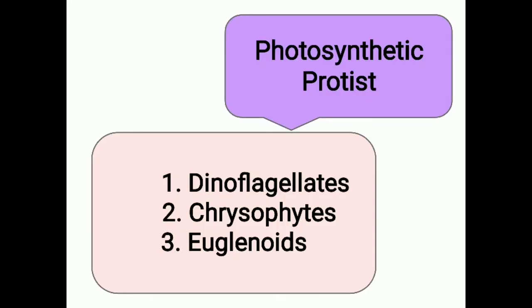Photosynthetic protists are again divided into three types: dinoflagellates, chrysophytes, and euglenoids. Now, let's at first see what are dinoflagellates.